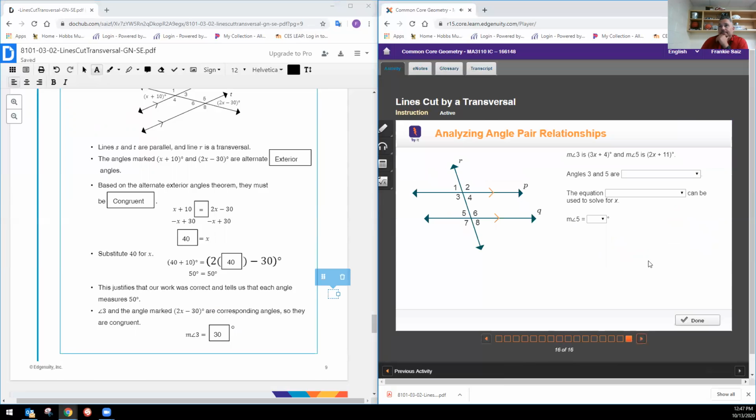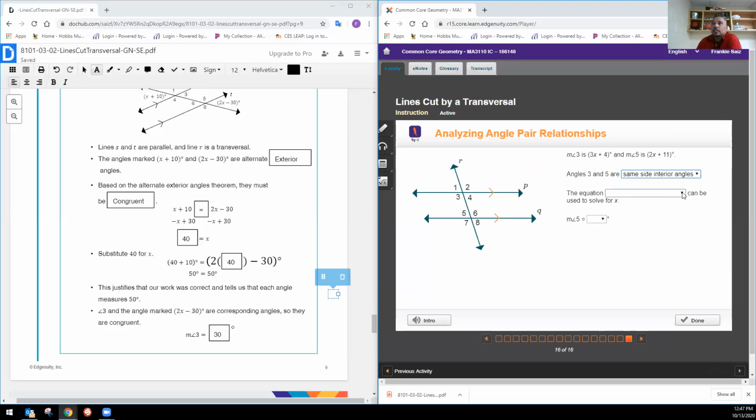Use the diagram to answer the questions. Okay. The measurement of angle 3 is equal to 3x plus 4. And the measurement of angle 5 is equal to 2x plus 11. Angle 3 and angle 5 are same side interior angles.